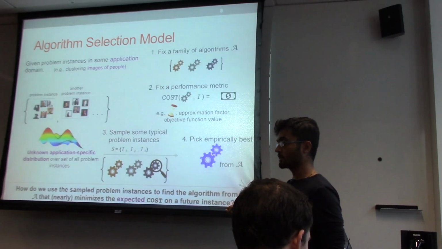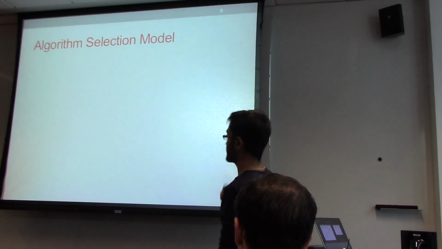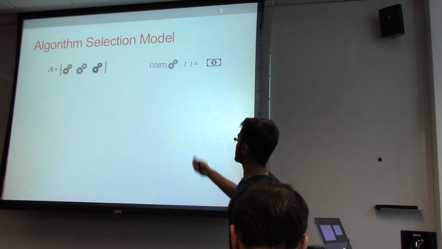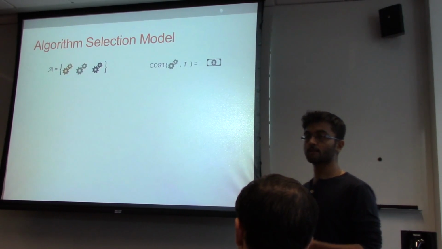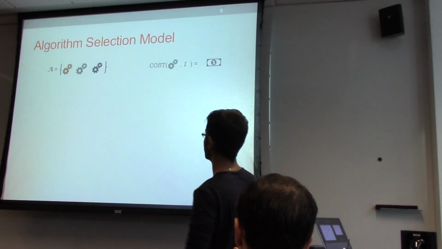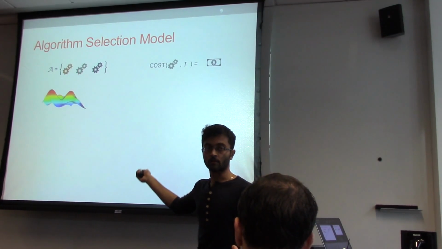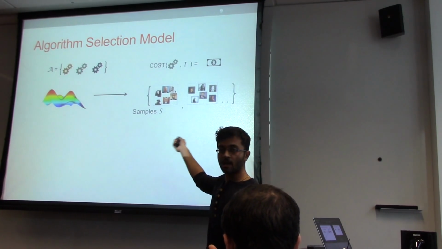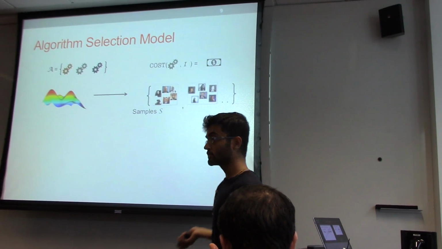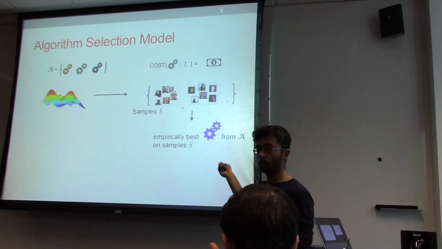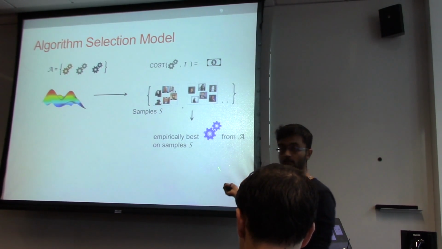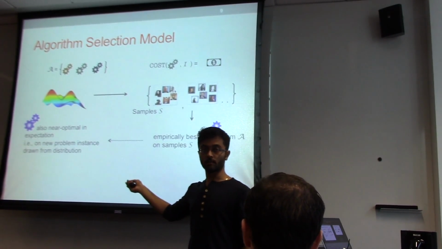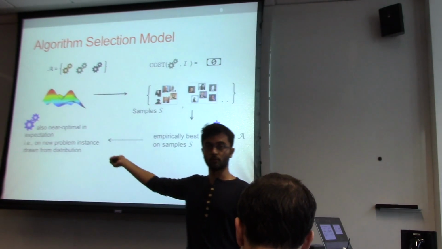So let me go through this a little more slowly, and I'll pose two questions here, which we'll try to answer in the rest of the talk. So I have a family of algorithms, and I have a cost function that maps algorithms and problem instances to real values. And I have this unknown distribution over problem instances, which I can't really see. So I can only sample some problem instances from this distribution. And then I'm going to pick the empirically best algorithm from A on these samples. And I hope that this algorithm is also near optimal in expectation over the distribution.